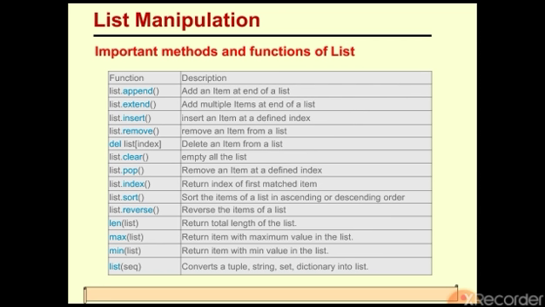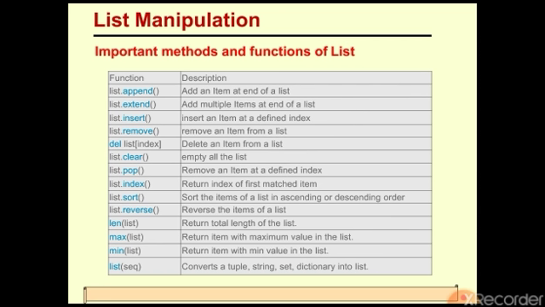Now the fifth one is list.remove. List.remove will remove an item from the list. Then del: using the del keyword, del list and index, whatever index we specify here, that index element will be deleted from the list. Then list.clear will empty the list. List.clear means whatever elements that list was holding, all those elements will be cleared. Now this list will become an empty list.